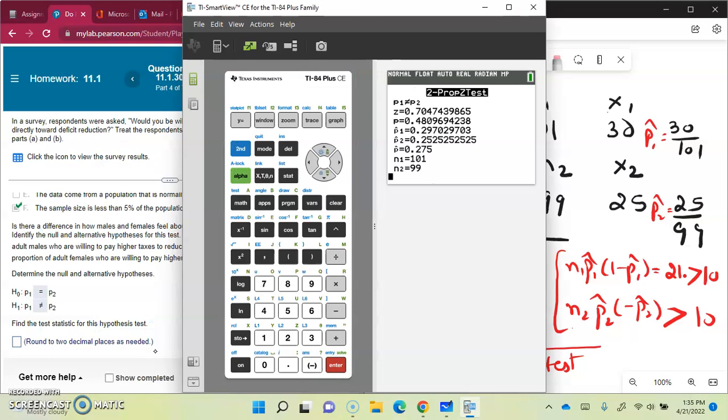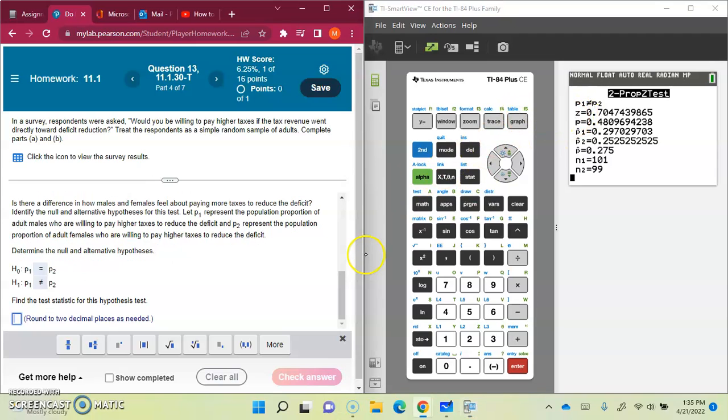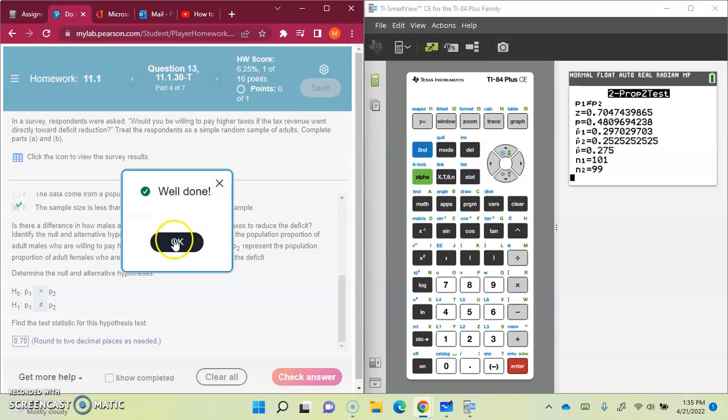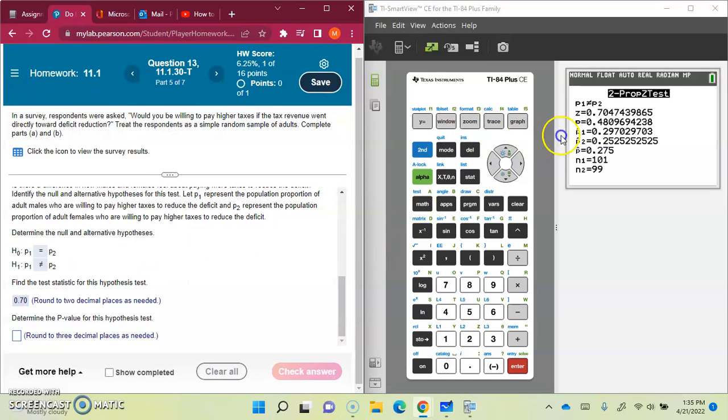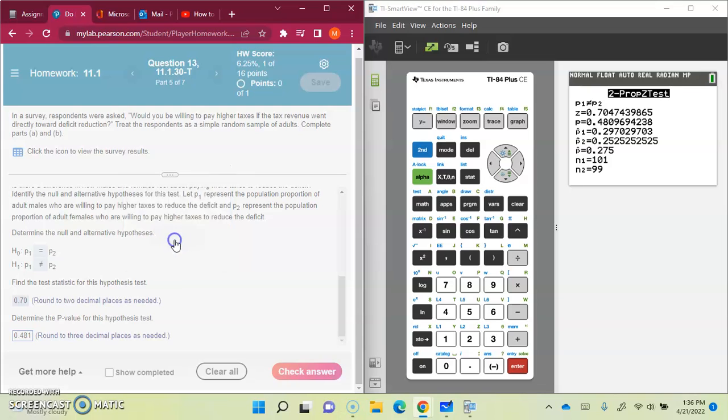So we have this information. The z value here is your test statistic. So write that down. For two decimal places, that means we have 0.70. Now they are also going to ask us the p-value, which is this p-value here on your calculator. They're asking for three decimal places. So we have 0.481, rounding off to the third decimal digit.